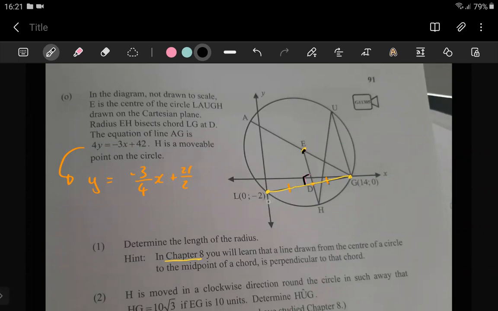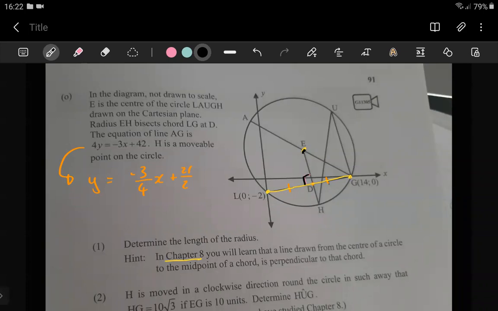No. They gave us the coordinates of L and G. So them giving us the coordinates of L and G, one way or the other, if we use the distance formula, we can get the length of LG. And then half of LG is just going to be LD or DG if we need it, which you probably do. You see? Oh, okay.